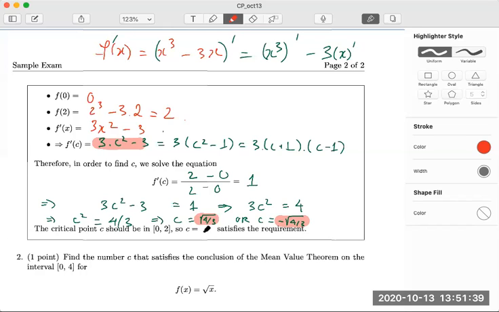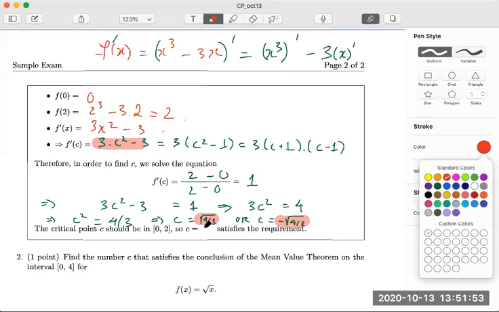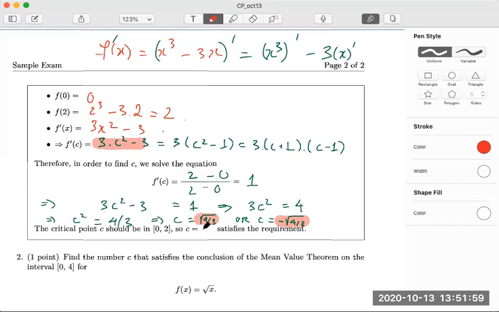So we found two numbers, and we are allowed to pick the number from 0 to 2, because that is what we're looking for, right? So therefore, we can only pick one value, which is square root of 4 over 3, or we can write it 2 over square root of 3. They're the same thing, okay? Now, we found it already, right?